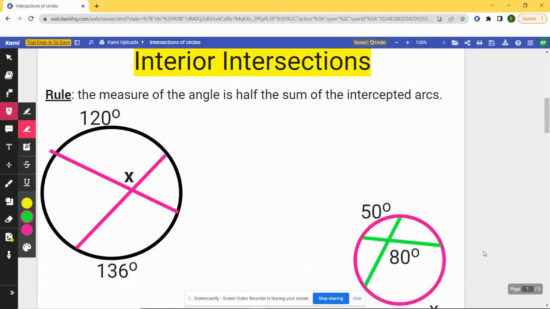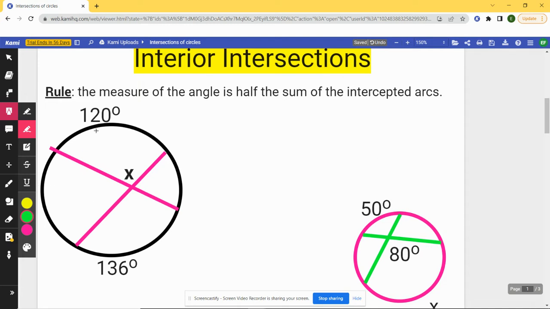Now, if we start talking about interior intersections, the rule of thumb tells us that the measure of the angle is half the sum of its intercepted arcs. If we look here, we see that we have these two lines that intersect inside of the circle. Our point of intersection would be where X is. So if we look at the intercepted arcs, we'd be looking at 120 degrees and 136 degrees.